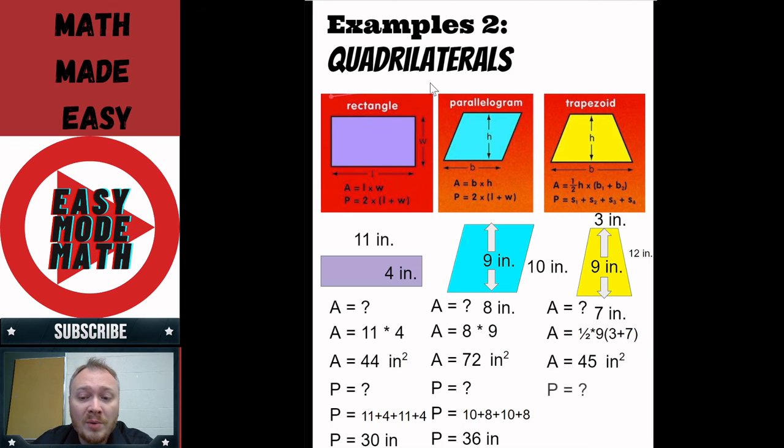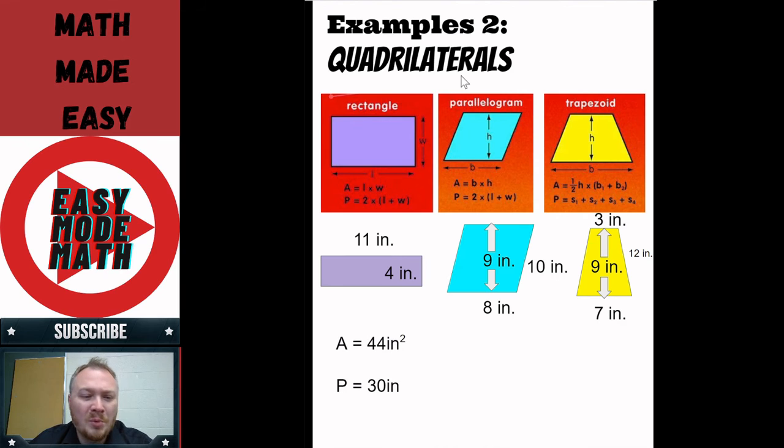As for the perimeter, we want all of the outer edges, and in this, that would be 3, 12, 7, and 12 again, for a total perimeter of 34 inches. Okay, great.